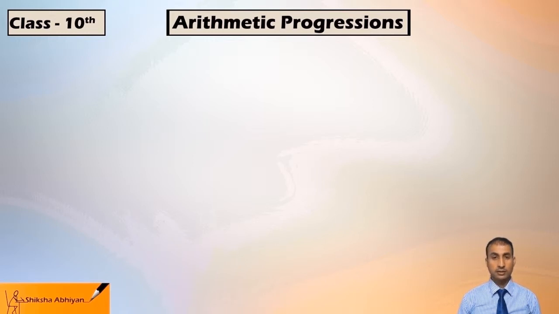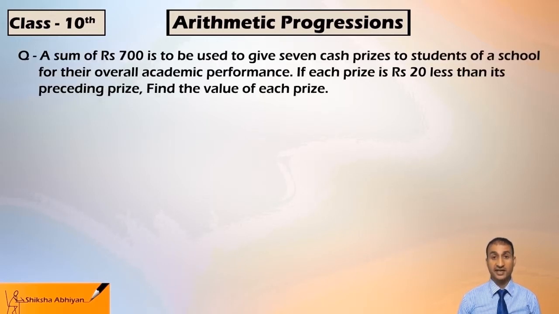Students, see the question. A sum of rupees 700 is to be used to give 7 cash prizes to students of a school for their overall academic performance. If each prize is rupees 20 less than its preceding prize, find the value of each prize.